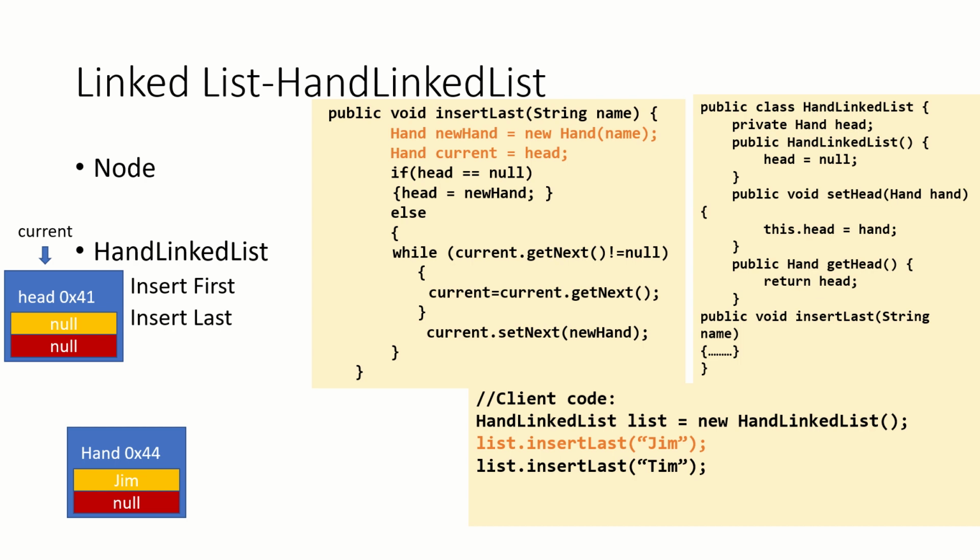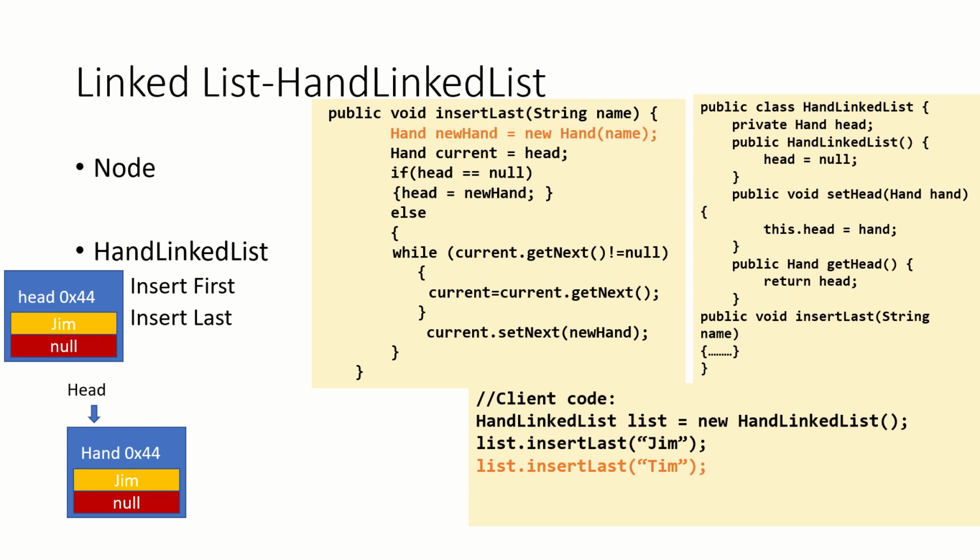Okay? Then we go into the if-else statement. So the if statement, head is None. We assign the new one as the head, right? So currently head is None, right? So this new one would be the head, right? Then go to the next slide. Next slide, Tim. We insert Tim, okay? Then we go to here.